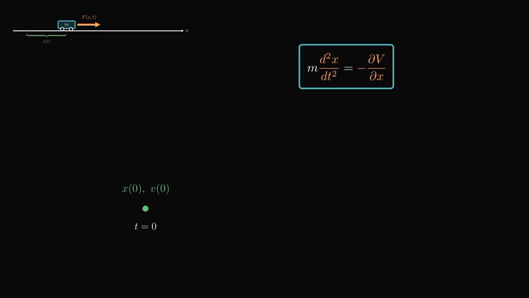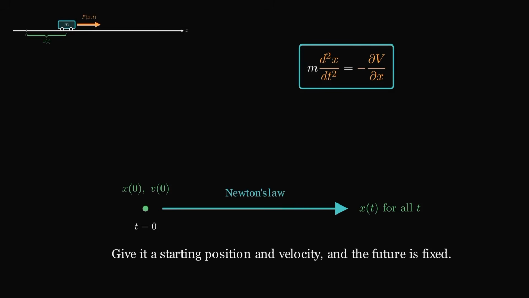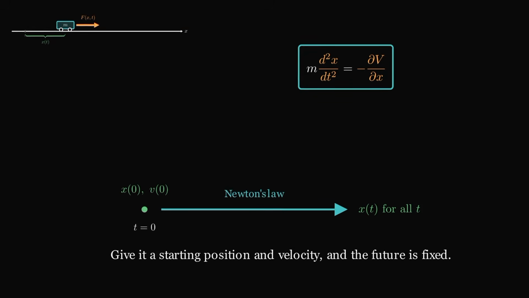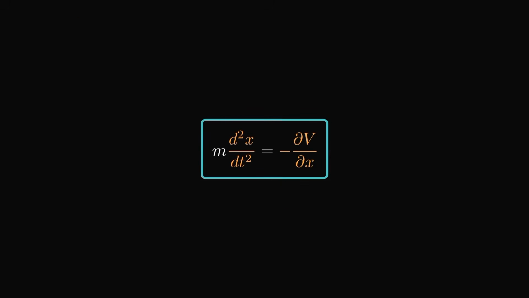Give this equation a starting position and a starting velocity, x of 0 and v of 0, right at t equals 0, and it hands you x of t forever. Past, present, future, all of it fixed by two numbers and one equation. That's the classical program, and it's the benchmark we are about to measure quantum mechanics against.